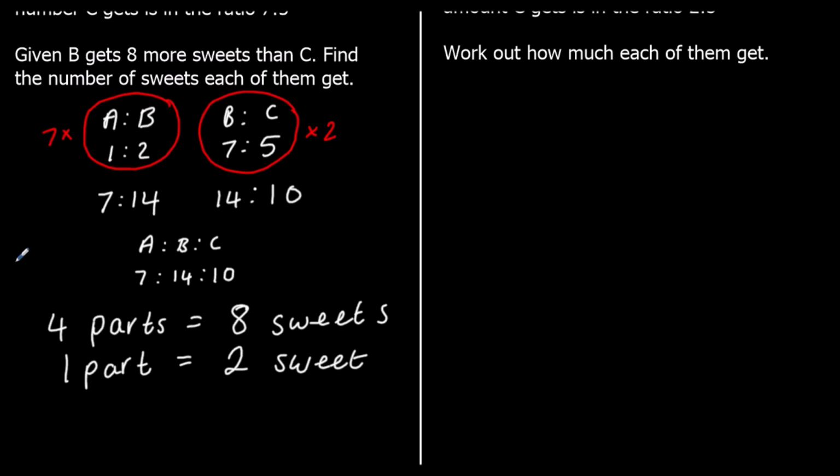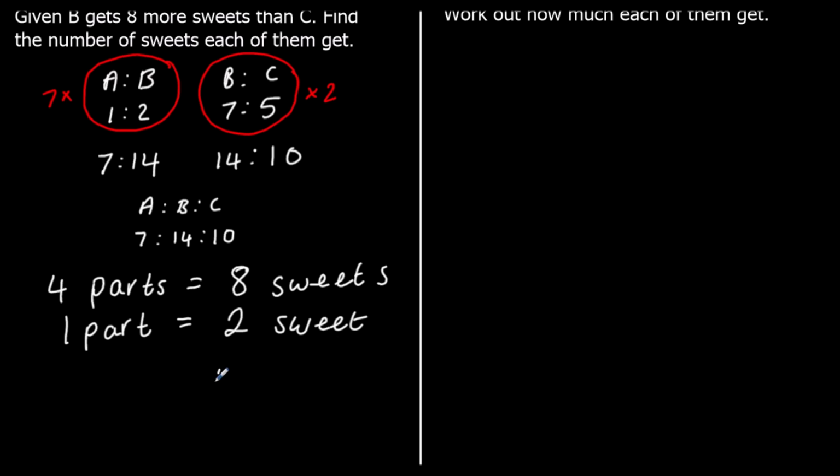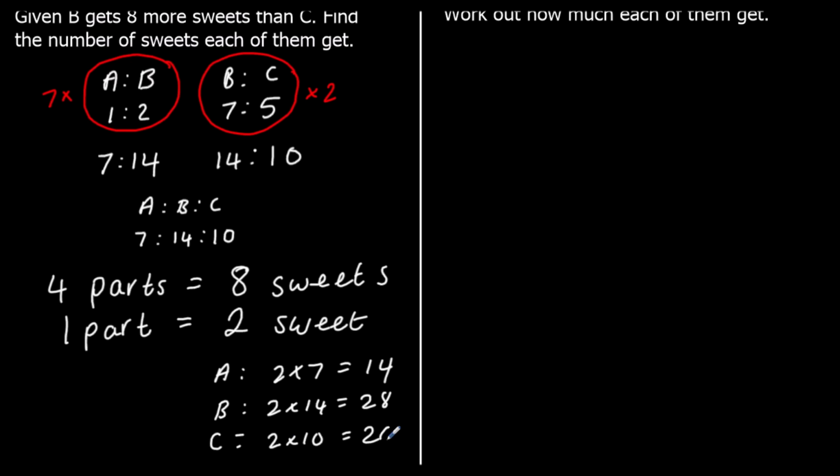So how many do each of them get? A gets 2 sevens, which is 14 sweets. B gets 2 14s, so 28 sweets. And C gets 2 10s, which is 20 sweets.